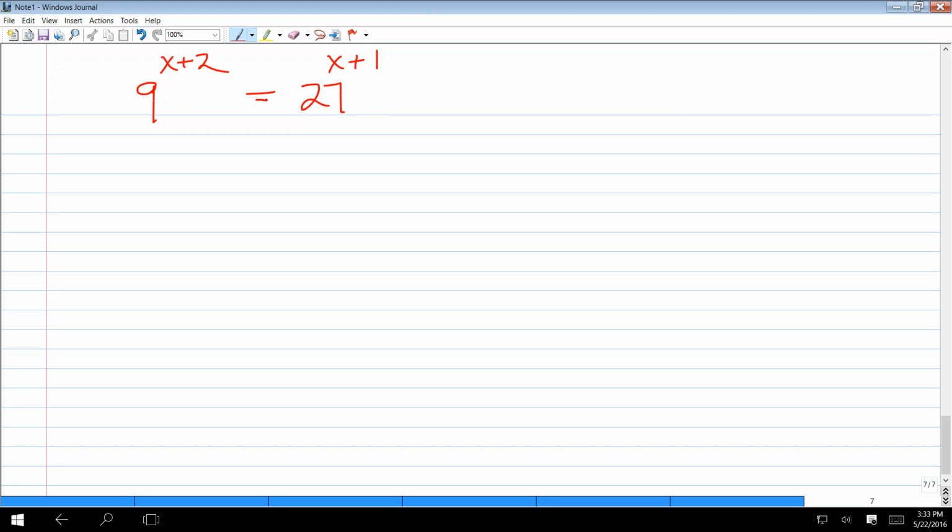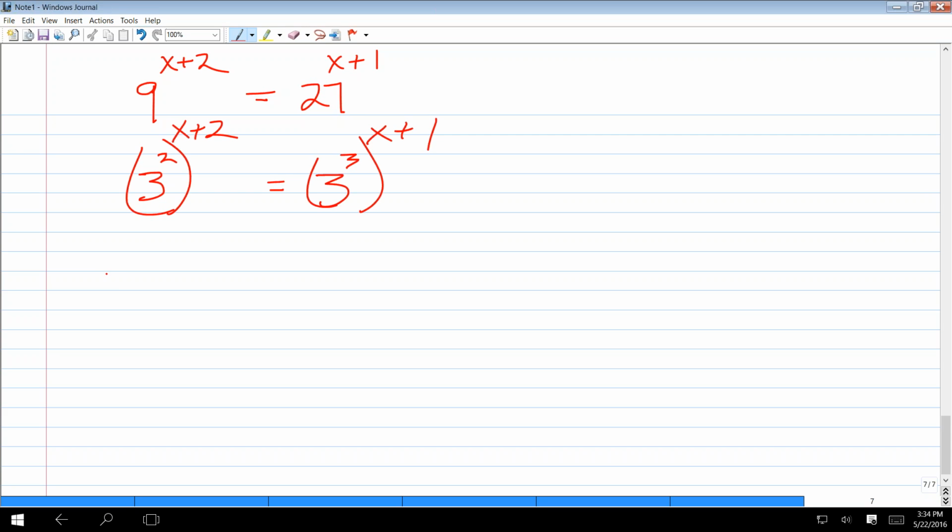Would it be 3 still? Yeah, very good. It's not 9. Most people would want to make this 9 times 3 because they're used to factoring. But when I'm looking for a common exponential base, I've got to be able to write each of these numbers according to that base. Well, 9 is 3 squared. 27 is 3 cubed.